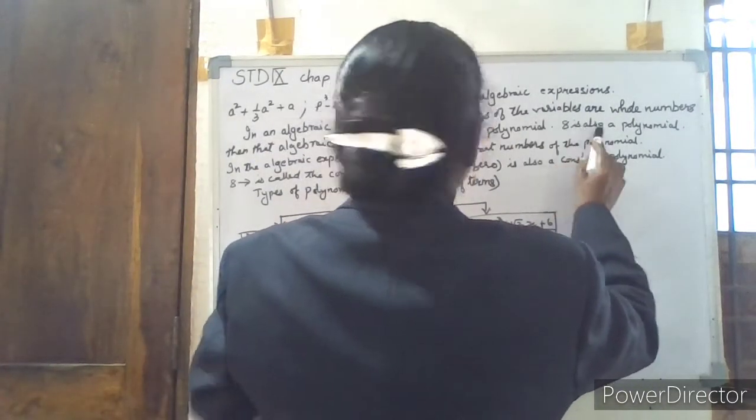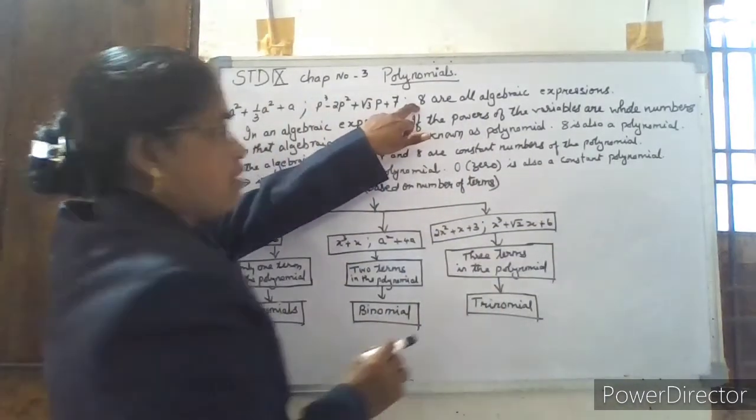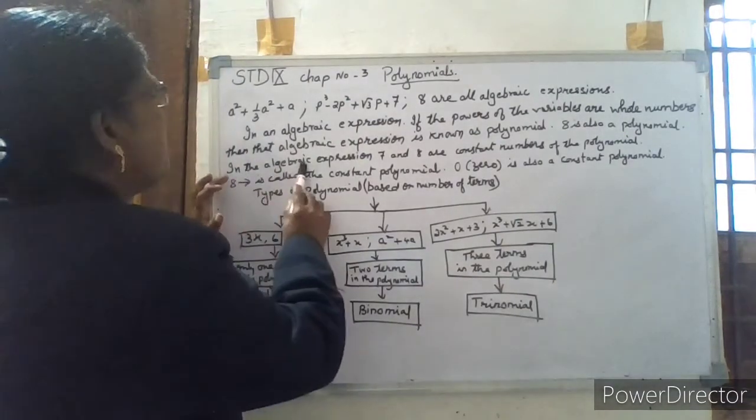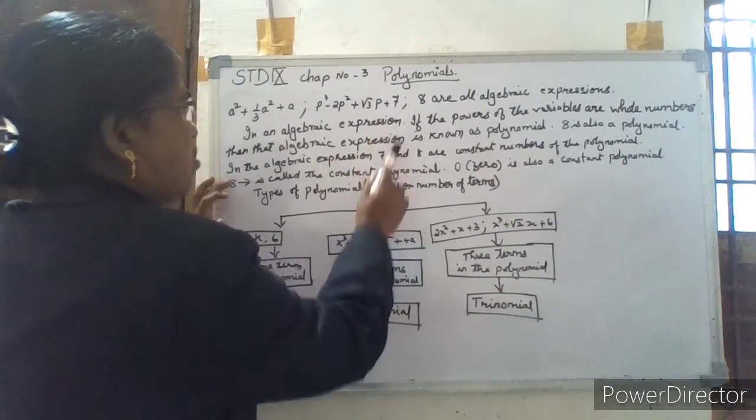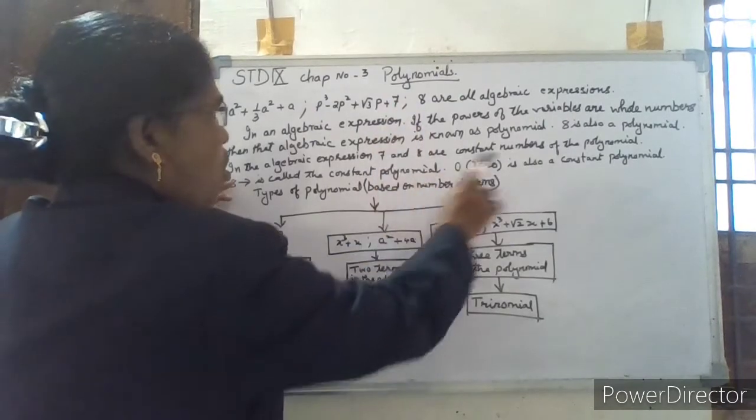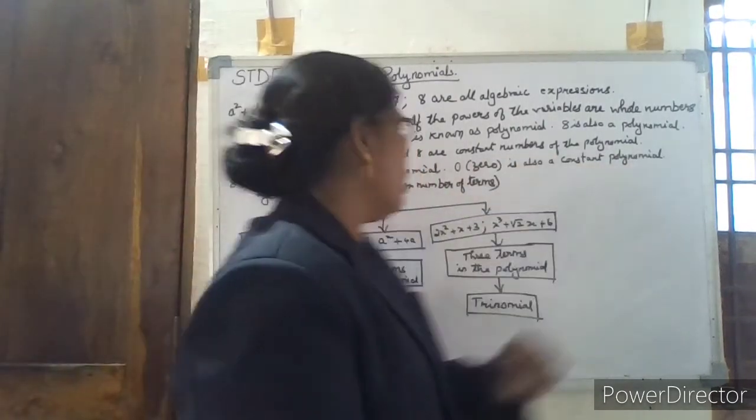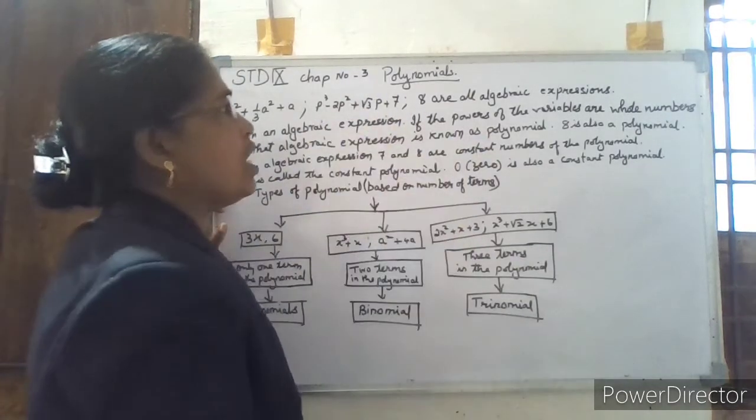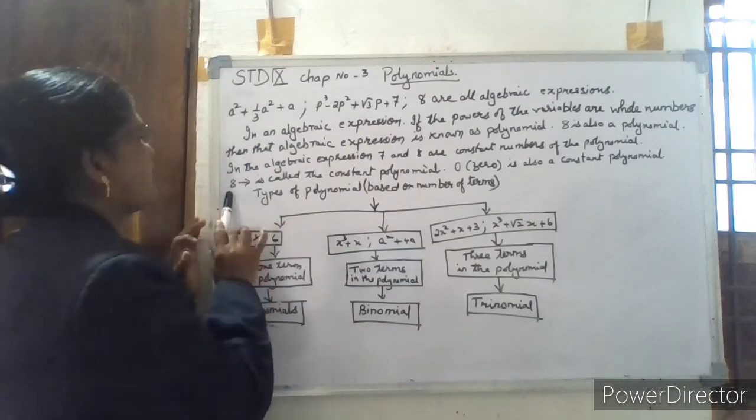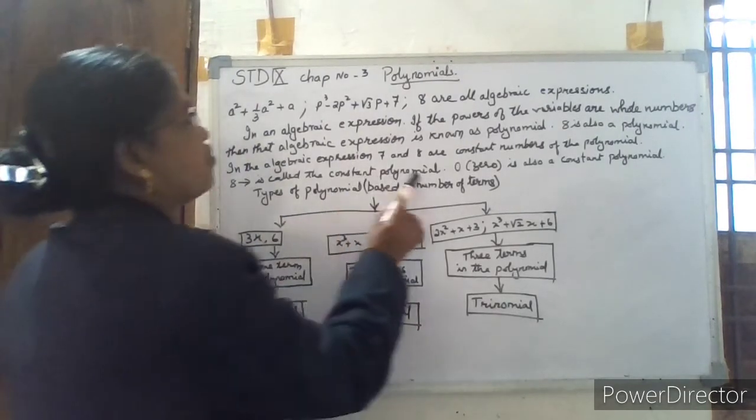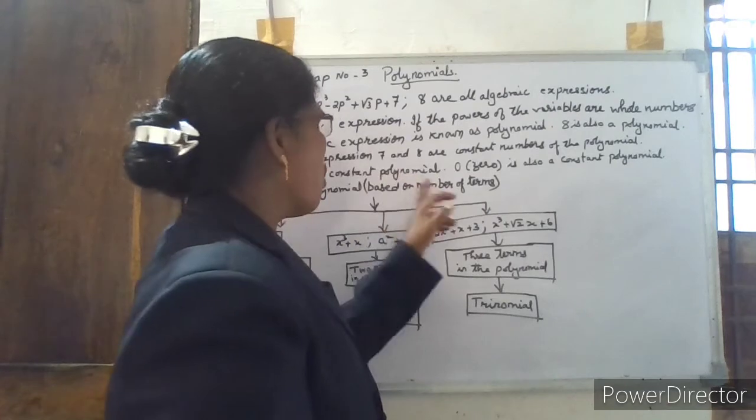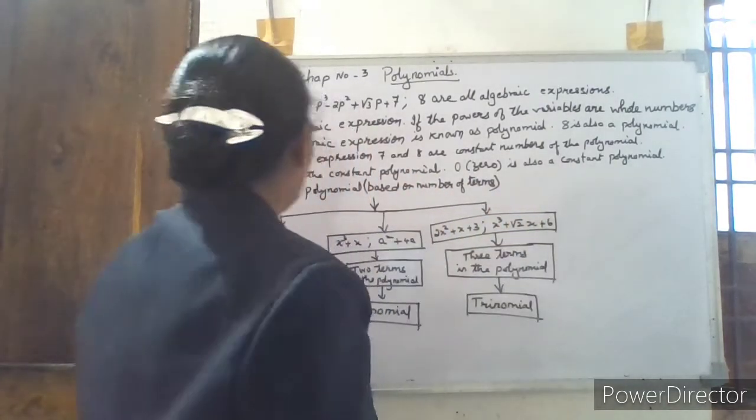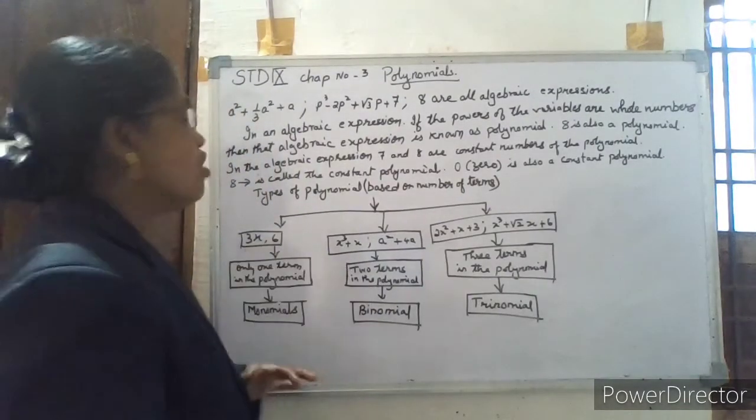So 8, this example of an algebraic expression, is also a polynomial. In the algebraic expression, 7 is the constant and 8 is also a constant of the polynomial. But 8 alone is the only algebraic expression. Such examples, like 8, are called the constant polynomial. 0 is also a constant polynomial. If only 0 is there, then also it is called the constant polynomial.